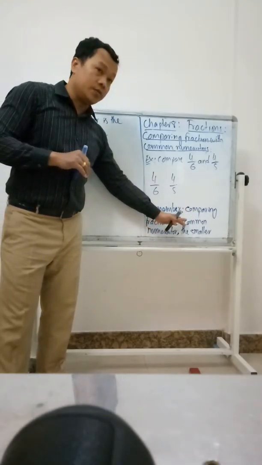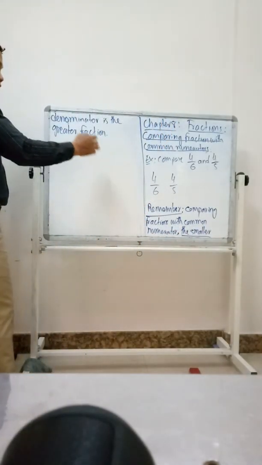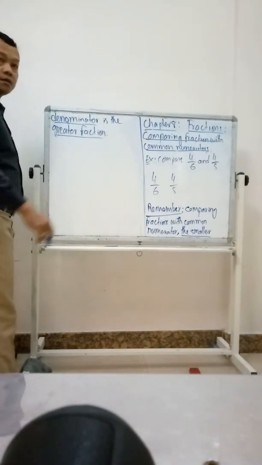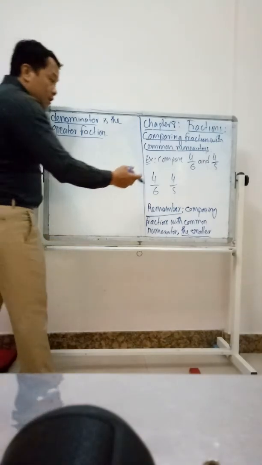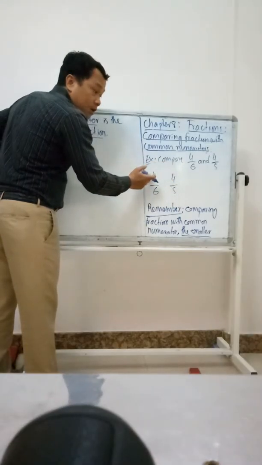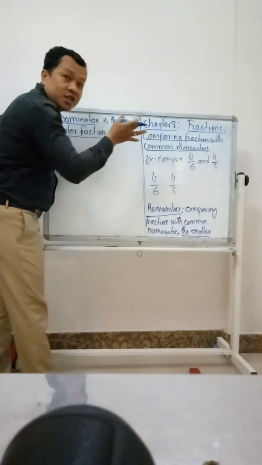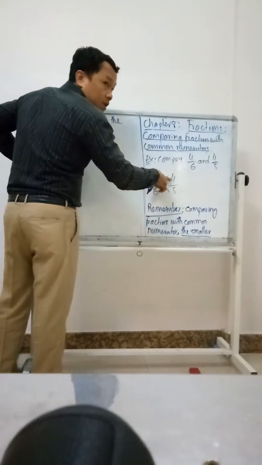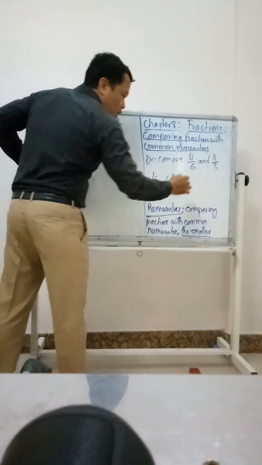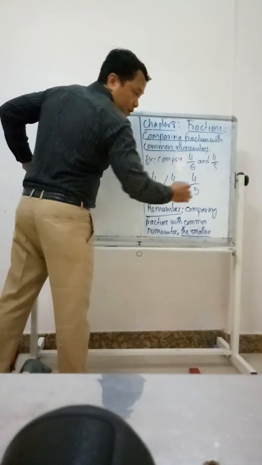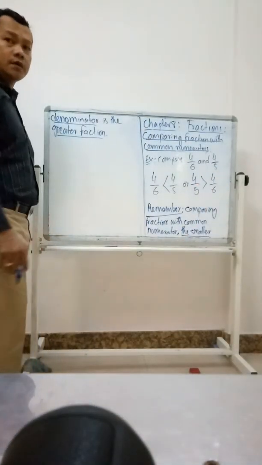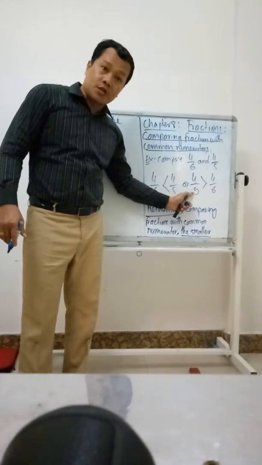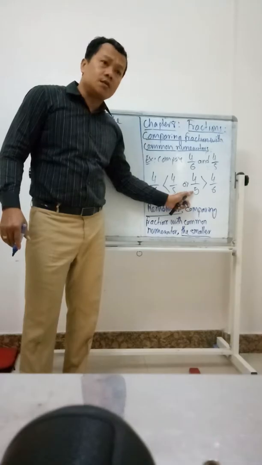Comparing fractions with common numerator, the smaller denominator is the greater fraction. 4/5. Got it? Yes. The same numerator, the denominator is smaller, it means that fraction is greater. Got it? Yes. It means 4/6 is less than 4/5. Or 4/5 is what? Greater than 4/6. Remember, common numerator, smaller denominator is the greater fraction. Got it?